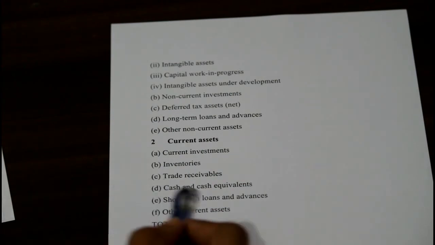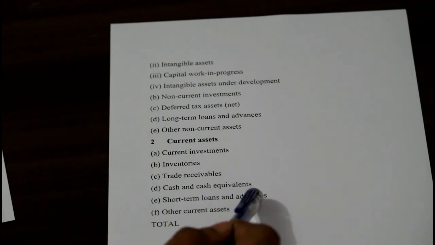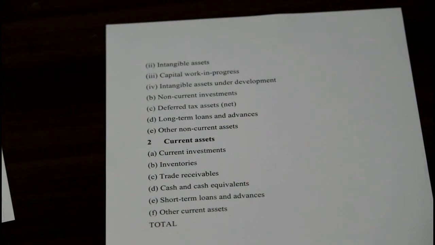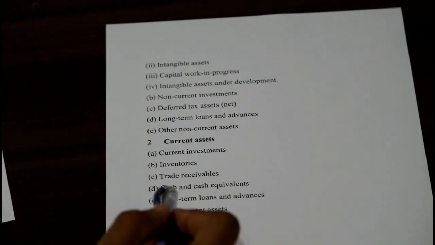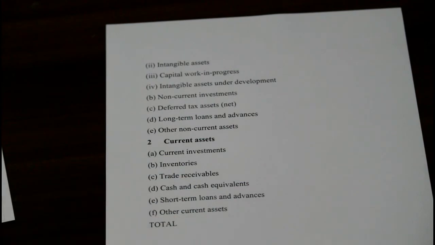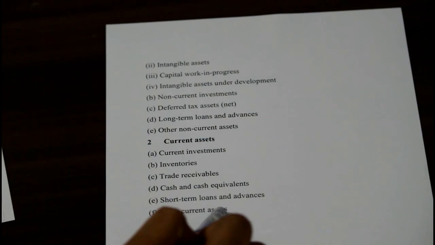Short-term loans and advances. Short-term loans and advances in the sense the loans and advances for a short term, that means within a year, they can be written in short-term loans and advances. See, as these are assets, the short-term loans and advances are loans given by us, not taken by us. Loans given by us, because the amount is given by us, so they should be considered as current assets. And the other current assets, the assets which don't fit into these categories will be written in other current assets.